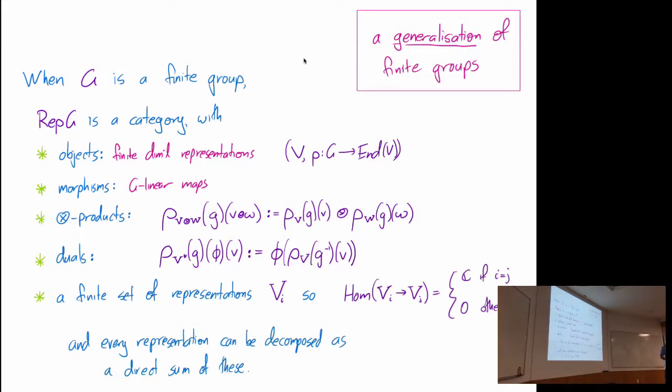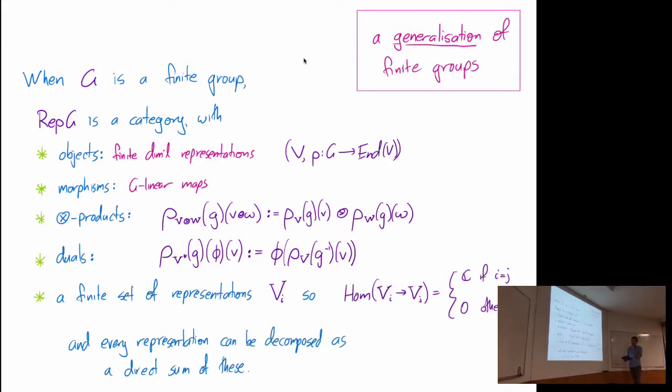And those duals behave just the way you'd like them to behave, in the sense that they behave just like duals of vector spaces. There's a natural map from V dual tensor V back to the complex numbers. There's a map the other way. Those maps interact in exactly the same way as the underlying maps of vector spaces. So there's a nice theory of duals in this case.